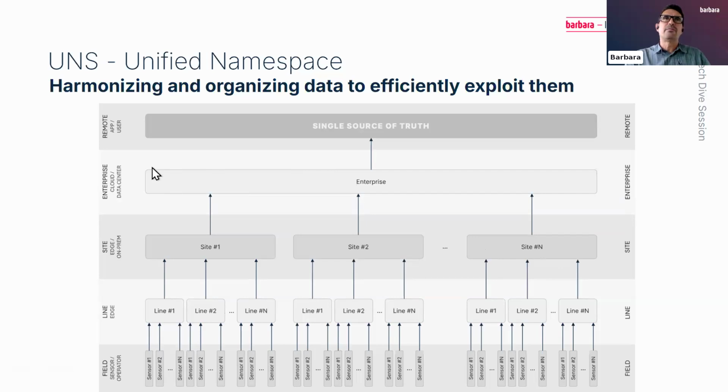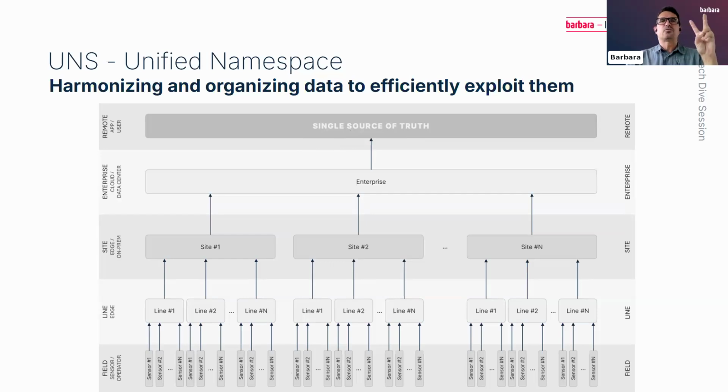Then we will have the final level, the enterprise level, which is normally one single edge node that receives all the consolidated information from the lower level and generates what we call the single source of truth. So we have a repository of information, a data lake or whatever you want to call it, containing all the information generated in all the sensors and machines in the company.